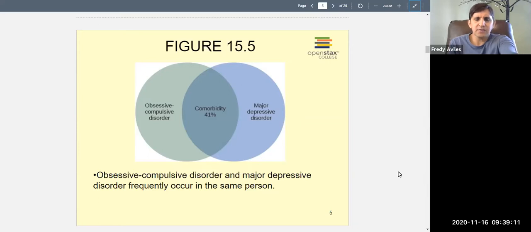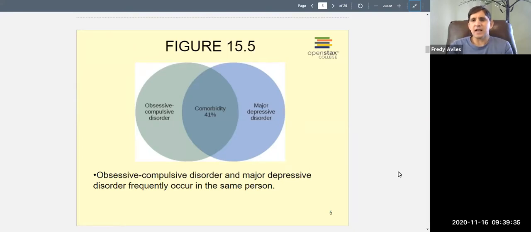See, you have here the first circle on the left in light gray. It's labeled as obsessive compulsive disorder. And the light blue one on the right is labeled as major depressive disorder. Notice how these circles overlap. 41% comorbidity. What does that mean? Comorbidity. Co means together. Morbidity has to do with illness or disease.